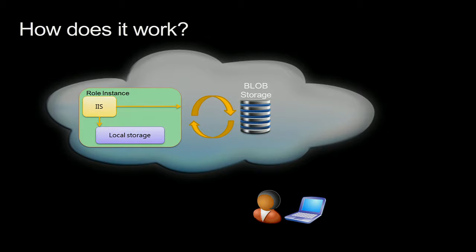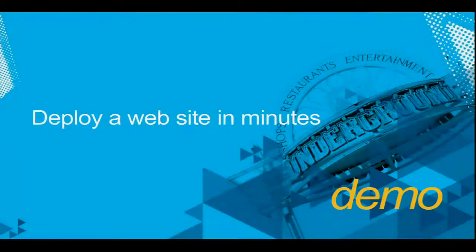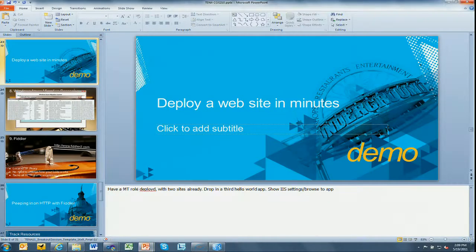Now it does this with host headers. So I'm going to name my file with the host header that I want it to use in IIS, and then I'm going to go configure DNS to use that host header to point to my web role instances in Azure. So let me show you how that works.